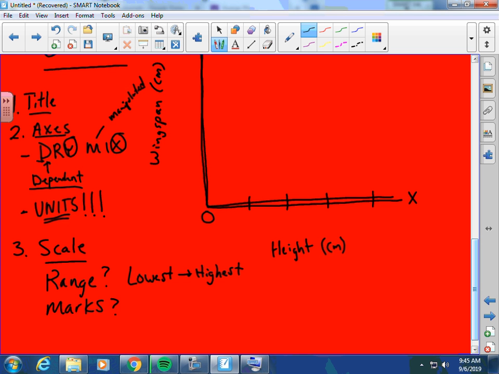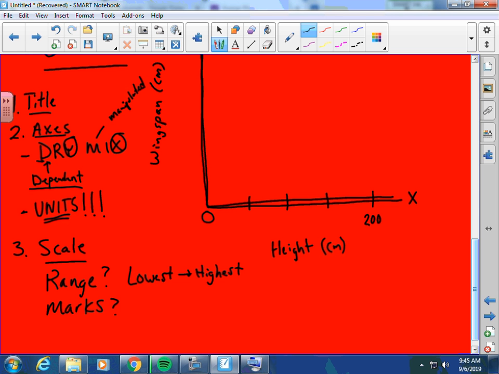Any idea what our tallest height was? Let's say it's 200, okay? Say it's 190, okay? When we're doing our range, let's go a little past our highest mark, all right? So I'm going to make this 200 at the top. I got to go all the way to 200.